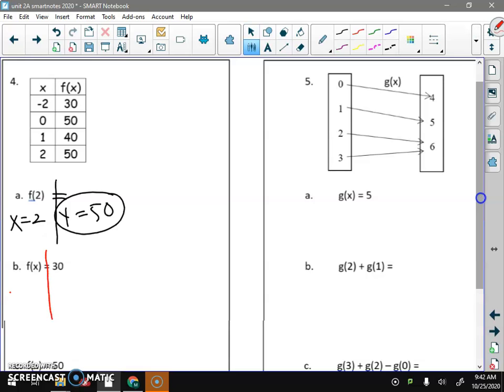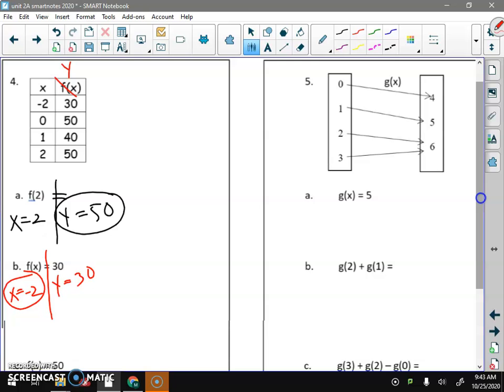Draw our great wall, x equals y equals. What side is the 30 on? It's on the y side. Find 30 in the y column, and remember, f of x is the same as y. 30, what is it? Negative 2.